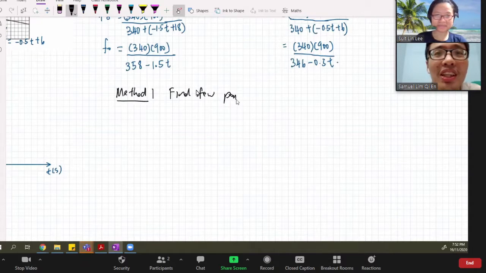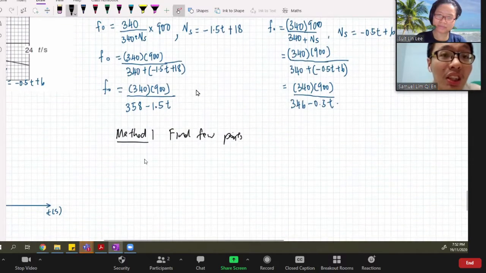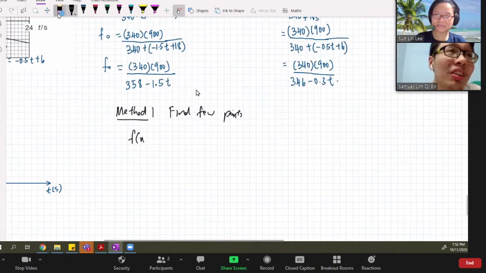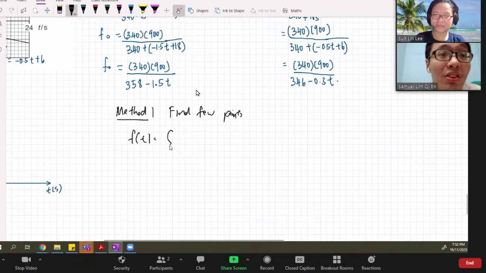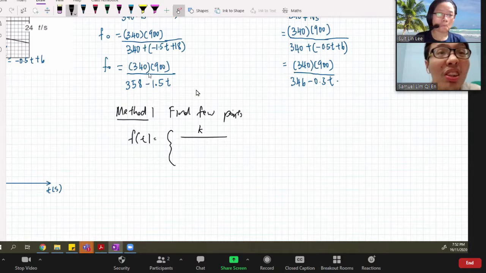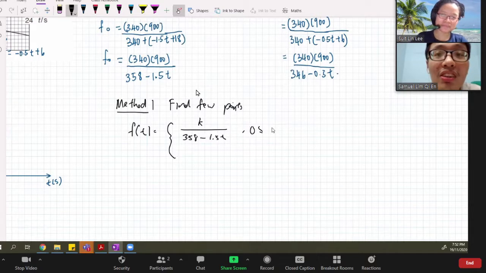This is a very standard method in general. Okay, we have a function like this. Let's just take the function first, f(t). I'm going to call this number k, because they are very annoying. So f(t) equals k over 3.5 minus 1.5t. This is when the time is 0 to 12.